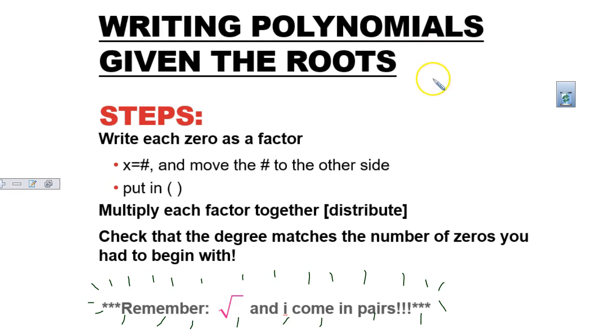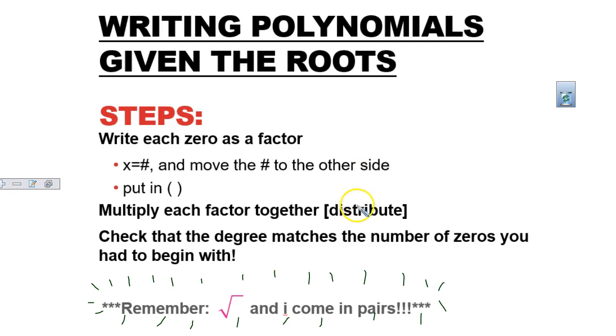First, when we're writing the polynomial given the roots, the first thing that we want to do is to change the zeros or roots. Remember, zeros and roots are the same thing, to change them to factors. And when you do that, as we'll see in a few minutes, the parentheses are going to be put around them, and you're going to end up going backwards from root to factor.